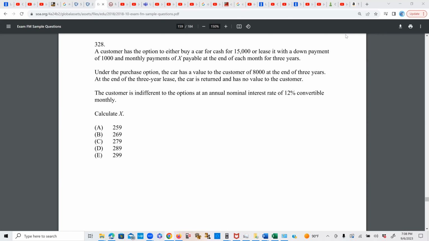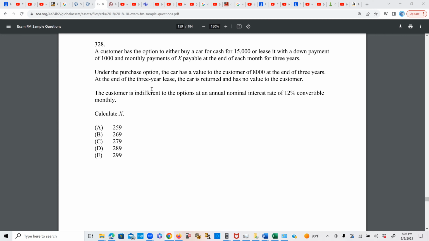The customer has the option to either buy a car for cash for 15,000 or lease it with a down payment of 1,000 and monthly payments of X payable at the end of each month for 3 years. Under the purchase option, the car has a value to the customer of 8,000 at the end of 3 years. At the end of the 3-year lease, the car is returned and has no value to the customer. The customer is indifferent to the options at an annual nominal rate of 12% convertible monthly.